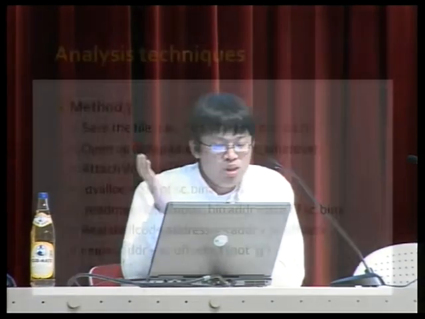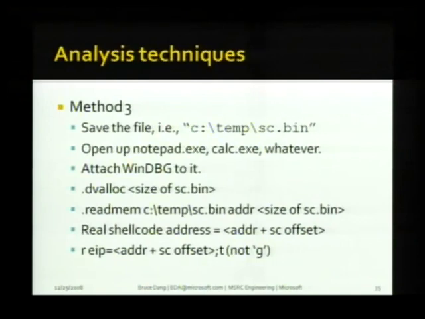So the next two methods, you're going to be able to do that. So what you do is, you save the file like whatever.bin file. You open up Notepad, calc.exe, or whatever, like any process you want. You attach WinDBG to it, and then you call .dvalloc. Dvalloc, all it does is it allocates a block of memory with read, write, and execute permission. And then you call readmem, and what readmem does is reads the contents of a file into memory. And that's all it does.